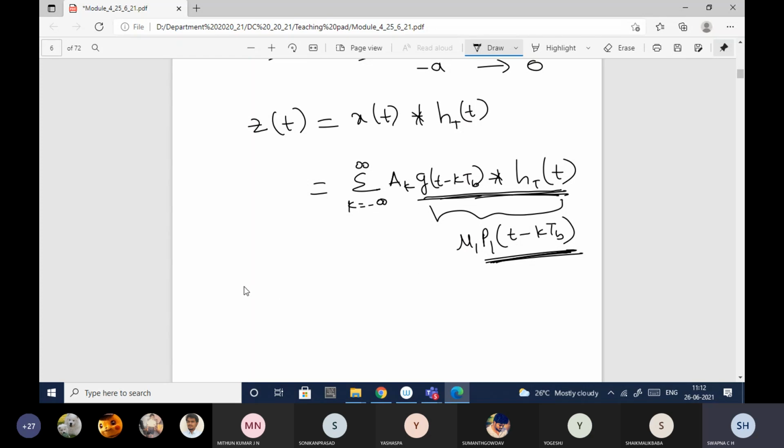So your z of t will be summation k equal to minus infinity to plus infinity a_k, which is a constant value, so it isn't involved when convolving, times mu1 p1 of (t minus kT_b). This is z of t.